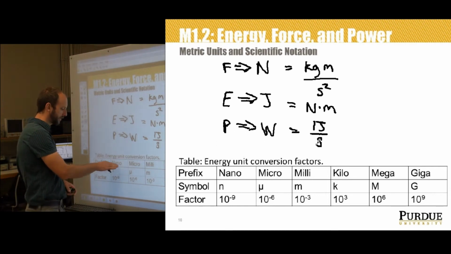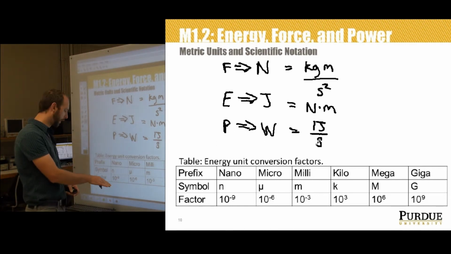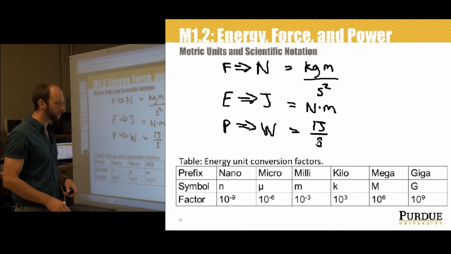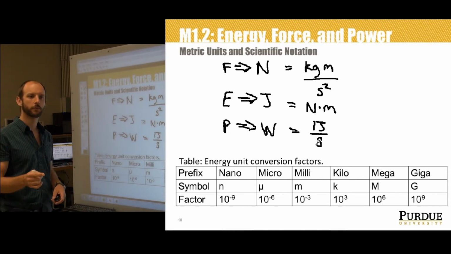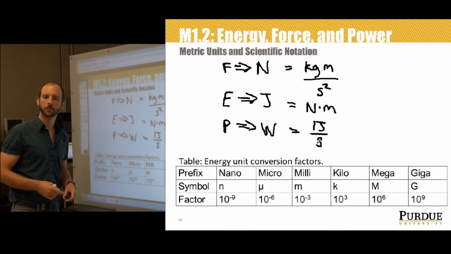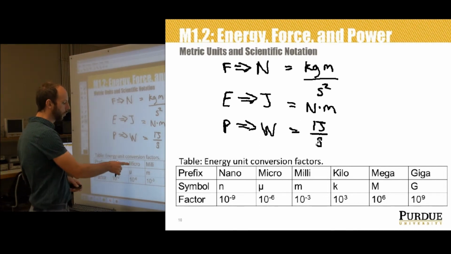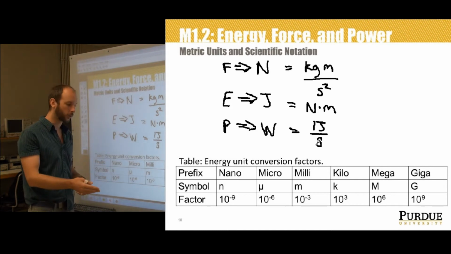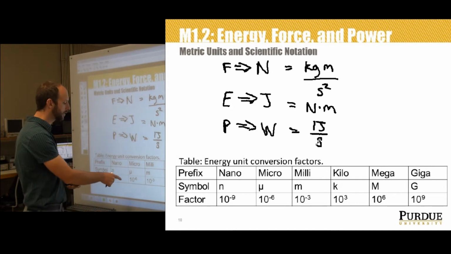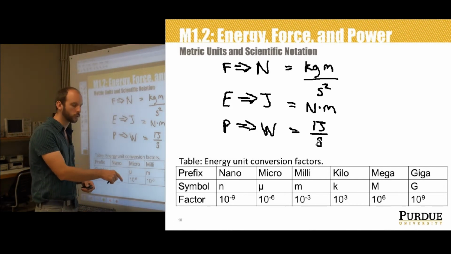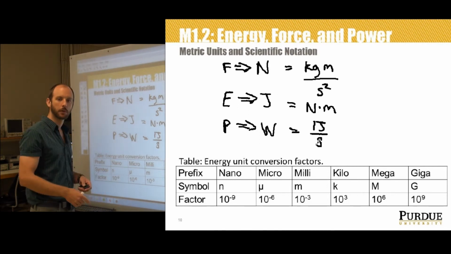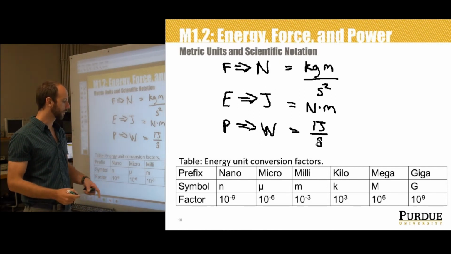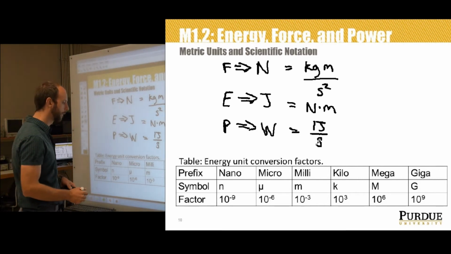So the first prefix is nano. Its symbol is a small n. Its factor is 10 to the minus 9. So if you see a small n in front of a number, it means multiply that number by 10 to the minus 9. So I would say like nanowatts. The next is micro, such as microwatts. Its symbol is the Greek letter lowercase mu, and it is 10 to the minus 6. That one's very often used with distances, micrometers, things like that.